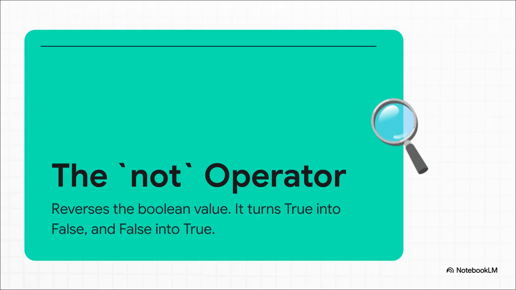And then you've got not. This one's the easiest of the bunch. It's basically just a flip switch. If something is true, not makes it false. If it's false, not makes it true. It's super useful for checking if something isn't there, like, if not user is logged in.